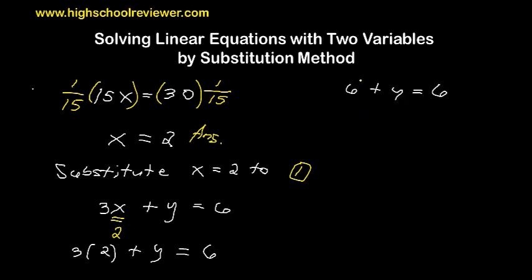And to solve for y, we need to transpose or transfer positive 6 to the other side. How do we transpose positive 6 to the right? We are just going to subtract 6 on the left, and remember, whatever you do on the left must also be done on the right. Subtract also 6 on the right side. Positive 6 minus positive 6 will give us positive y, and positive 6 minus positive 6 is equal to 0. y equals 0 is our second answer.